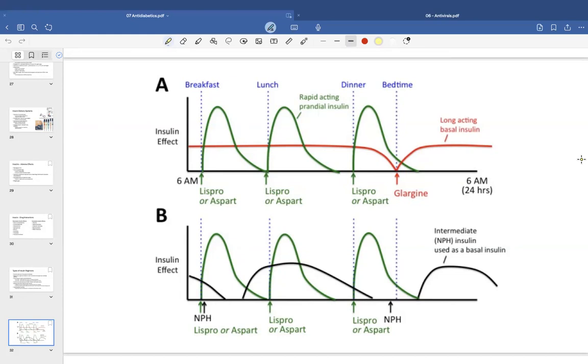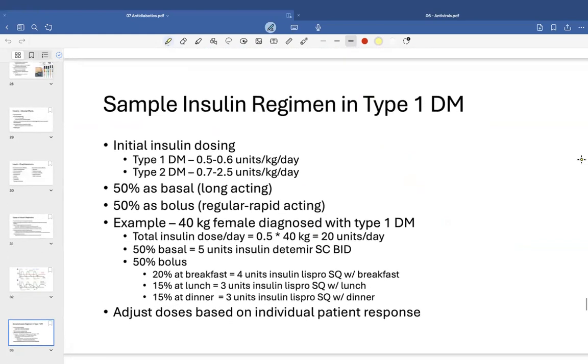So for example, you have a type 1 diabetic. They will require at least initially 0.5 to 0.6 units per kilogram per day. And of that, half of it is often a basal insulin and half is a bolus. So we have a 40 kilogram female with type 1. Half a unit a day, 0.5 times 40, is 20 units of insulin total. And then of that 20 units, half is basal, half is bolus. So the basal insulin, you can give Detemir twice a day, 5 units twice a day gives you that 10 units, which is half of the 20.